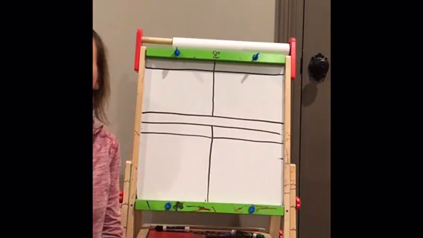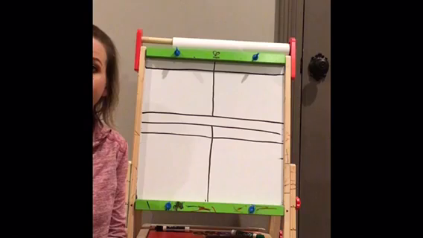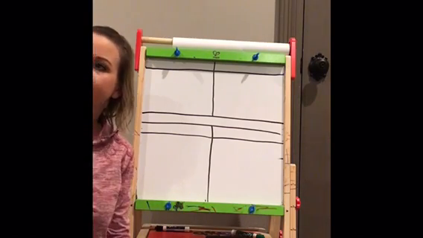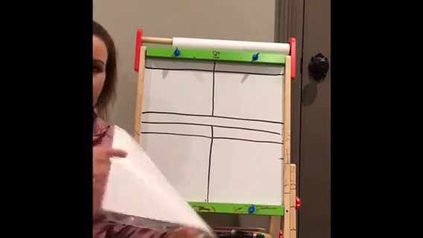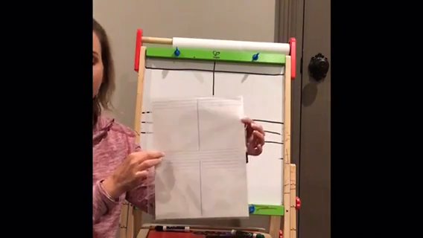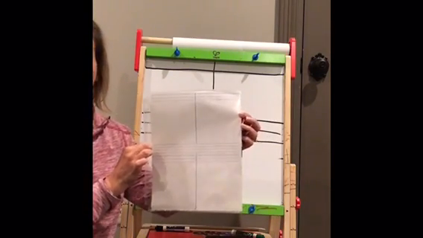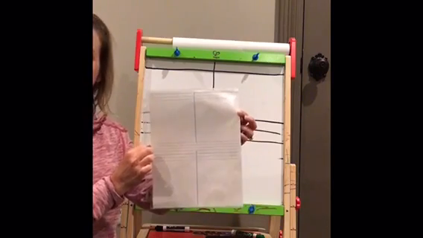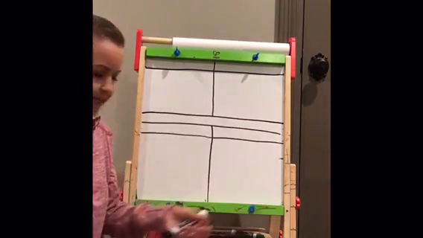Hey friends, this week we're going to work on a four-square writing activity. In your packet this week you got a four-square paper. If you could go ahead and take that out now. And we're going to go over the process, the 4 different steps to doing our four-square writing activity.